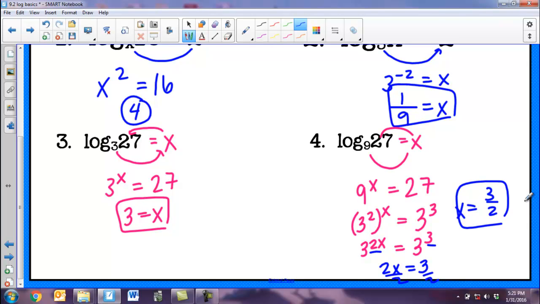Okay, that's all I got for you today. Okay, so that's a general overview of what a log is. Again, when you know how to rewrite it as an exponent, it makes your life a lot easier, and I will see you tomorrow.